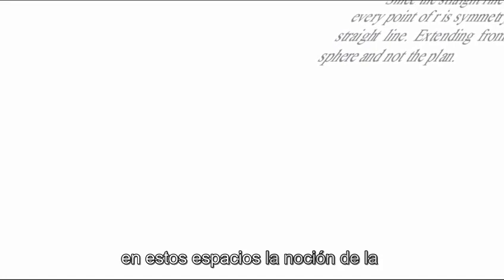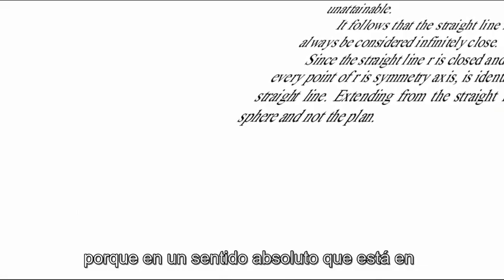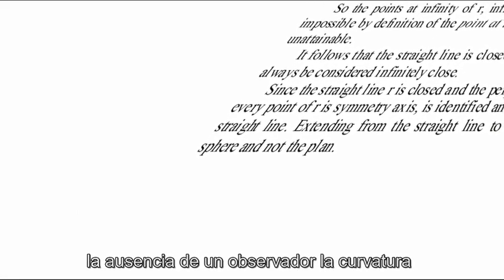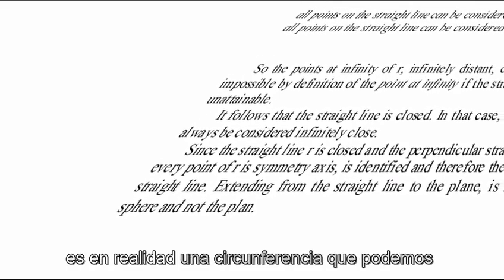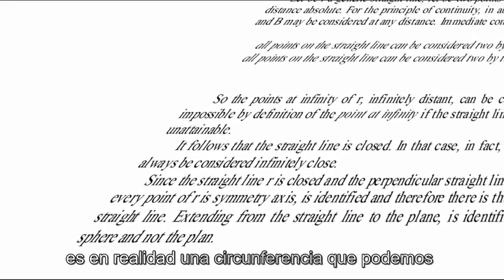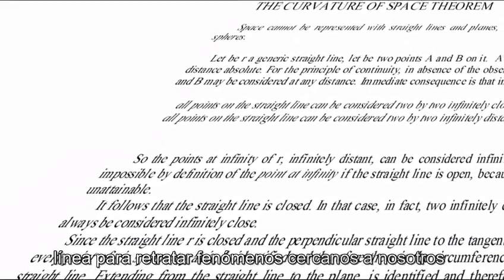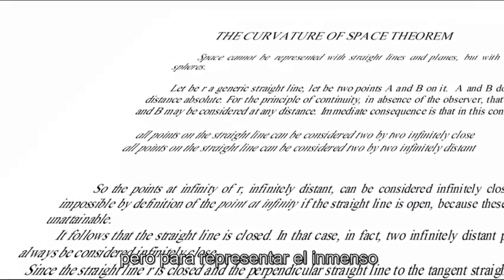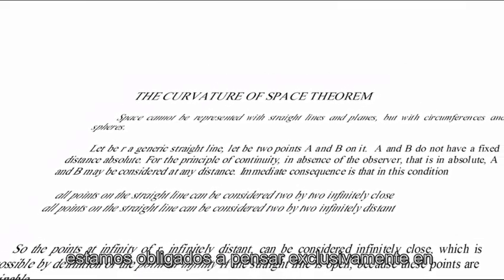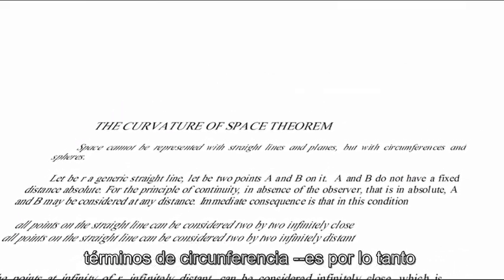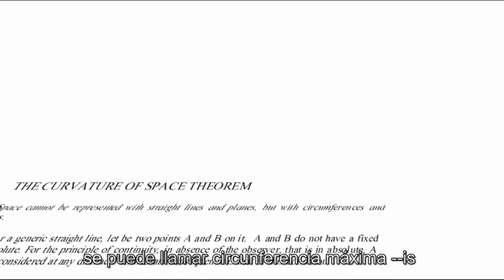In these spaces, the notion of the straight line is no longer acceptable, because in an absolute sense, that is, in the absence of an observer, the curvature of space theorem shows that every line is in actual fact a circumference. We can still rely on the notion of the straight line to portray phenomena close to us, but in order to represent the immense expanses of the microcosm and macrocosm, we are compelled to think exclusively in terms of circumferences. Therefore, for the human observer, Euclidean lines can be called maximum circumferences.